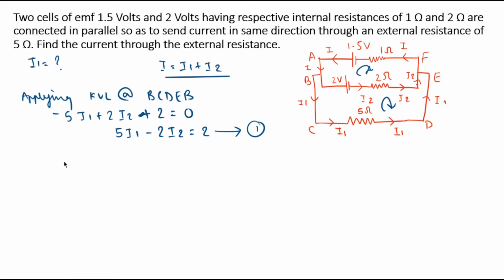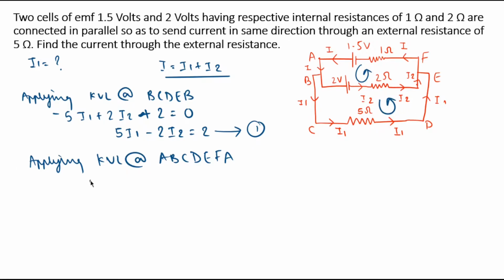Now again applying KVL at the bigger loop ABCDEFA. I am saying that you can apply the loop here also. It won't matter, the answer that you will get will be similar only. You can apply the loop clockwise also or anti-clockwise also. Here I have applied the loop anti-clockwise.